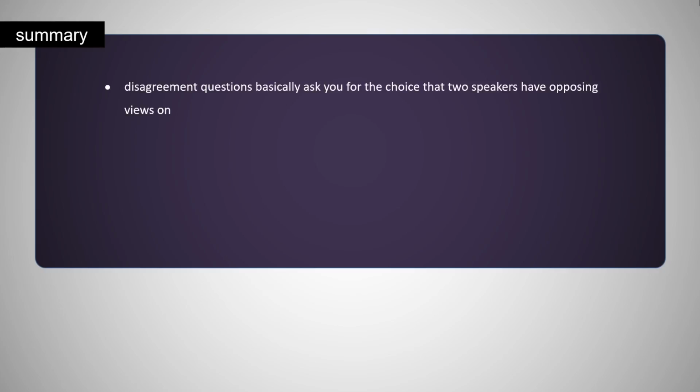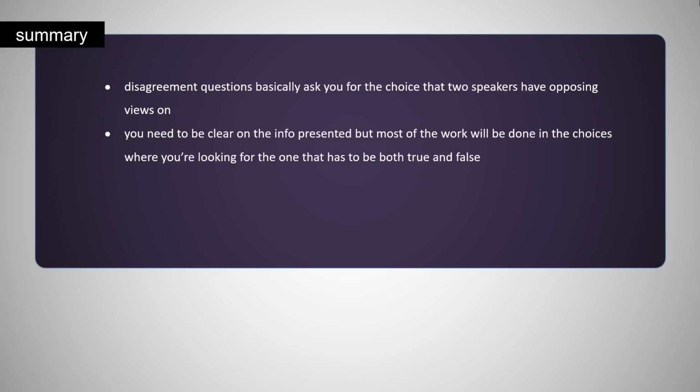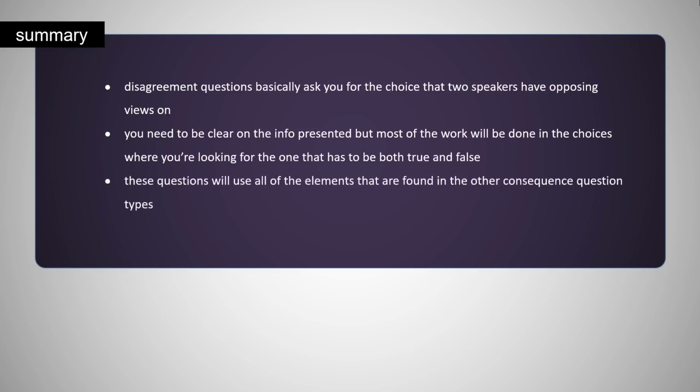All right. So in terms of a quick summary, disagreement questions basically ask you for the choice that the two speakers have opposing views on. You need to be clear on the information presented, but most of the work will be done in the choices where you're looking for the one that has to be both true and false. And these questions will use all of the elements that are found in the other consequence question types.